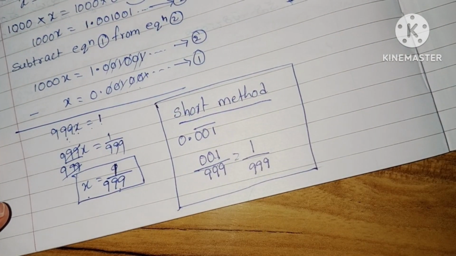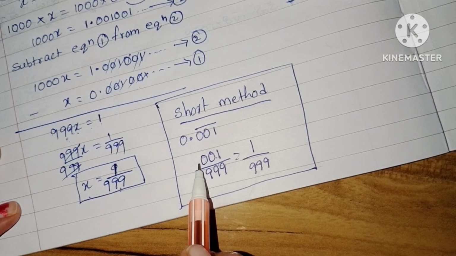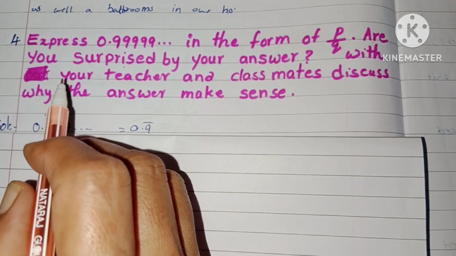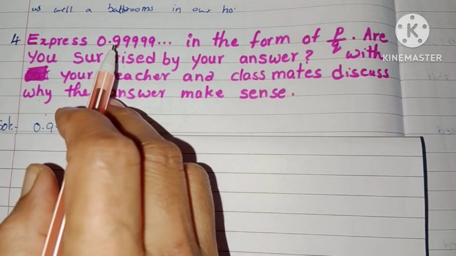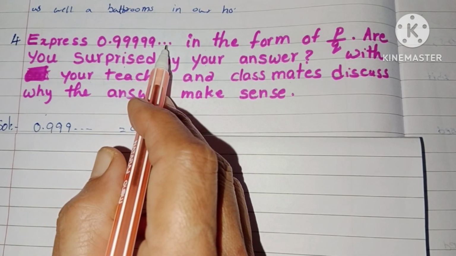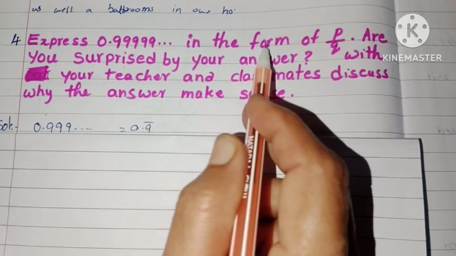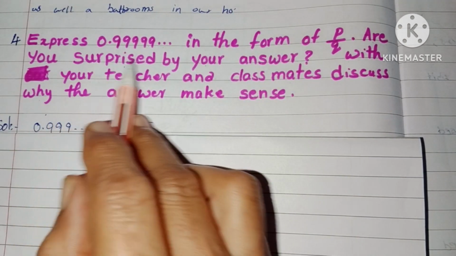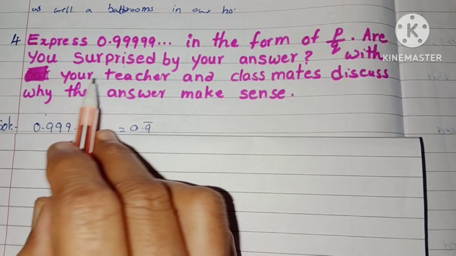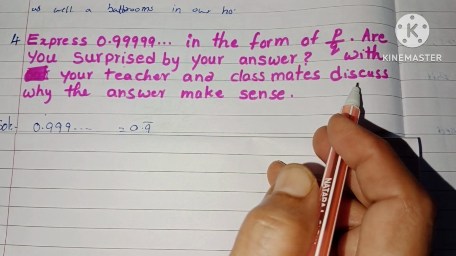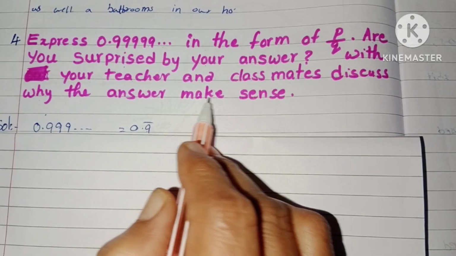So as we see in the second question, this is the shortcut method. Express 0.999 and so on in the form of p by q. Are you surprised by your answer? With your teacher and classmates, discuss why the answer makes sense.